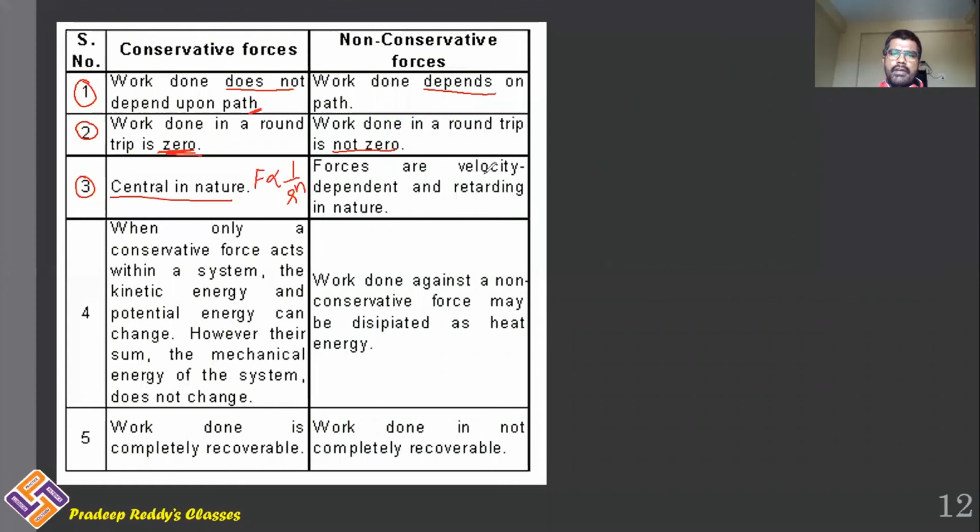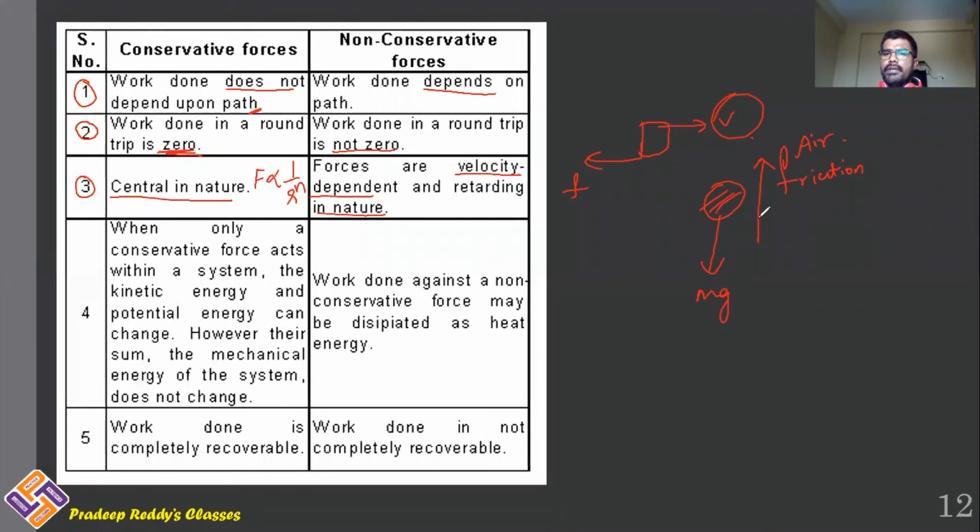Non-conservative forces are velocity dependent and retarding in nature. So that means non-conservative forces always try to decrease velocity of the object, just like friction. Body will be going in this direction, friction will be acting in opposite direction. Friction and velocity both are opposite to each other. Friction decreases the velocity. That comes under non-conservative force. Similarly, if a body is falling down because of gravitational force mg, air friction will be acting in the upward direction. This is air friction.